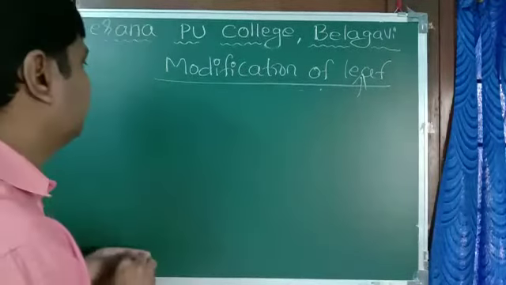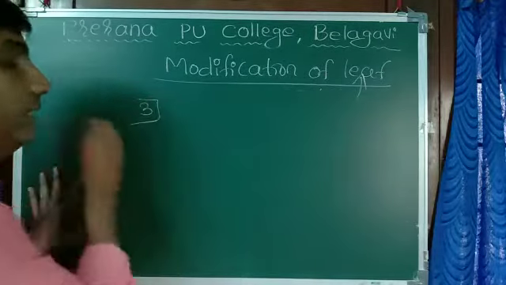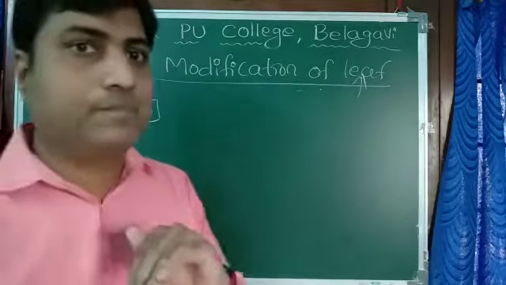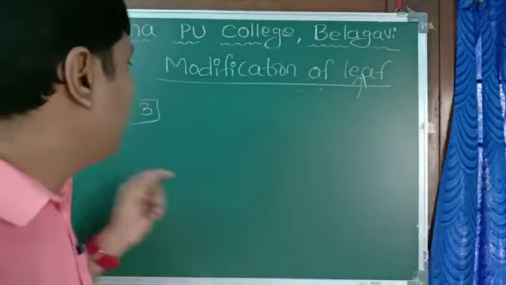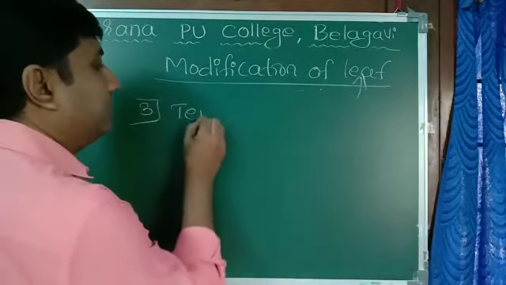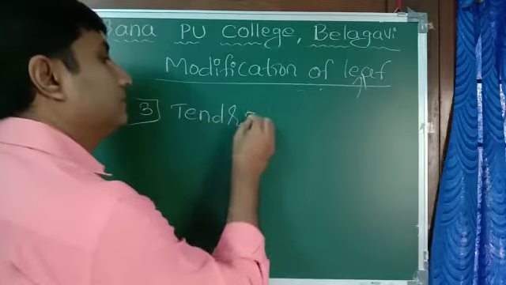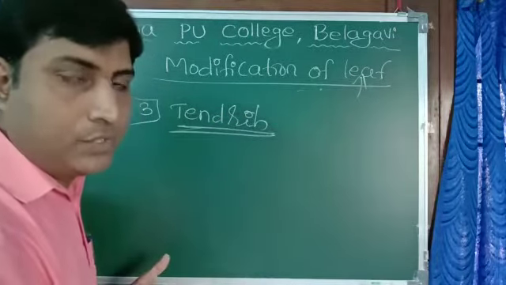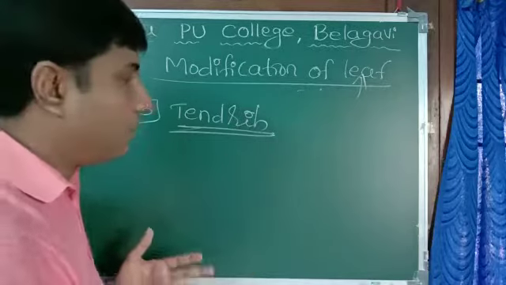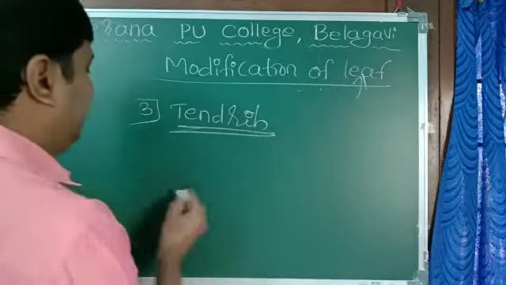Third one. Same like stem, leaf is also modified. Leaf is also modified into tendrils, as in pea plant. Again it is for support, wire-like structure support. Then fourth one.